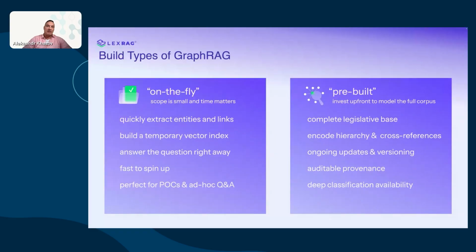But these investments pay off because you are getting auditable provenance. You can perform deep classification, extracting super consistent and super valuable knowledge from those nodes, which is in most cases impossible when you do some work on the fly.